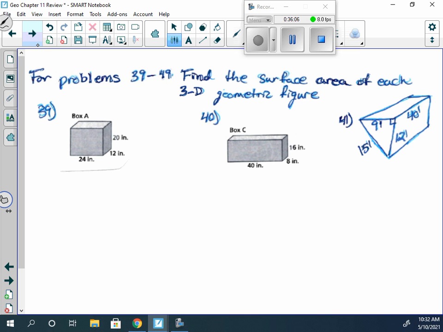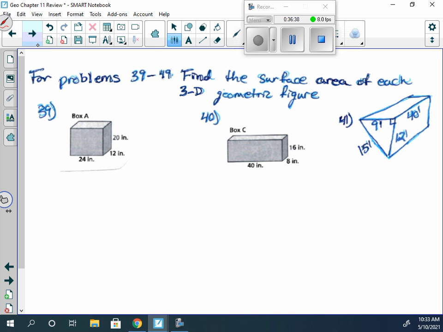Find the surface area of each 3-dimensional geometric figure. So for the surface area of a solid, that means it has 2 like bases. The surface area is equal to 2 times the area of the base plus the height times the perimeter. So when we look at the first one here, let's look at 39.